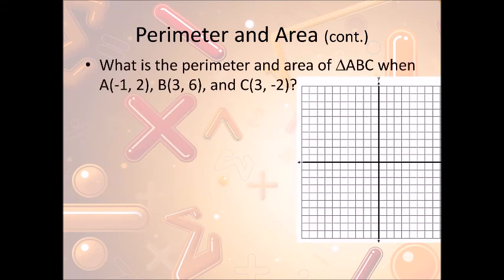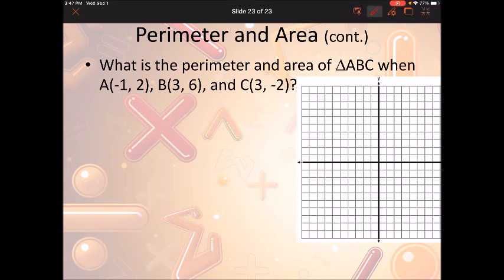Let's try this one. We need to find the perimeter of the area when we're given coordinates. So point A is at -1, 2. So I'll plot that point. Point B is at 3, 6. And point C is at 3, -2. So I have this figure.